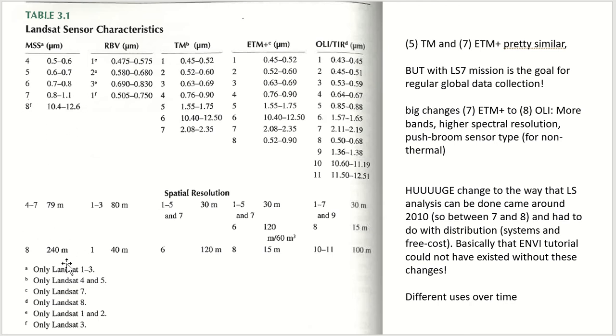Thermal is going to be coarser spatial resolution because there's simply less energy in that range. So in order to be able to detect differences precisely, just more energy needs to be observed. So you're going to be looking over a larger area to capture that. 80 meter spatial resolution, or 79 to be precise, for the visible near infrared bands.